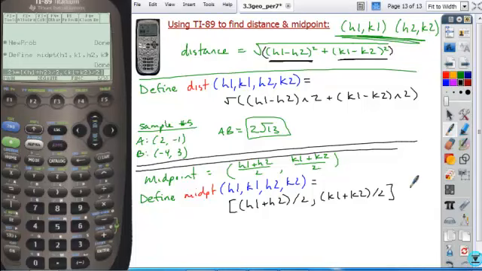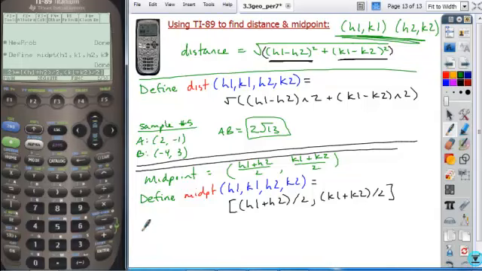Like I said, if you can get to the point where you enter any functions that you want to enter, that would be an ideal process. But regardless, let's test this on sample problem number 8.